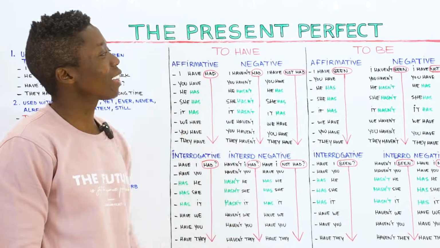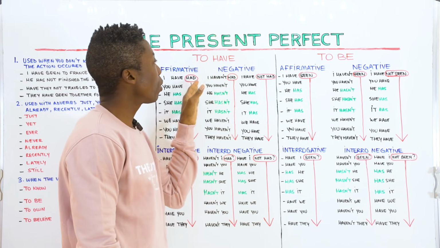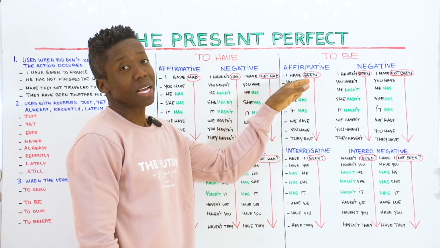All right, so let's look at the verb to be, le verbe être. I have been. Et là, vous voyez clairement que ça, c'est le participe passé.